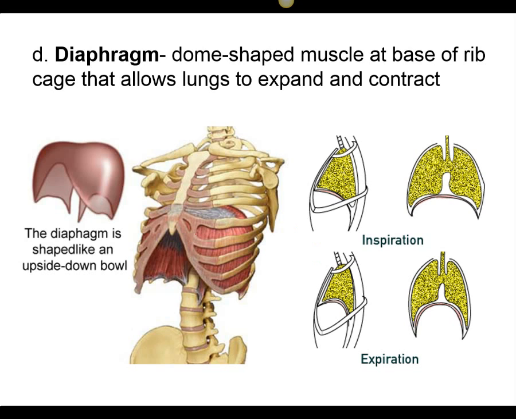Okay? You guys remember when I ripped apart the cat and I showed you guys that thin membrane, that muscle that separated the abdominal pelvic cavity and the chest cavity? That's the diaphragm. When the diaphragm contracts, it opens up the lungs. When it relaxes, it closes and squeezes the lungs because they're elastic.